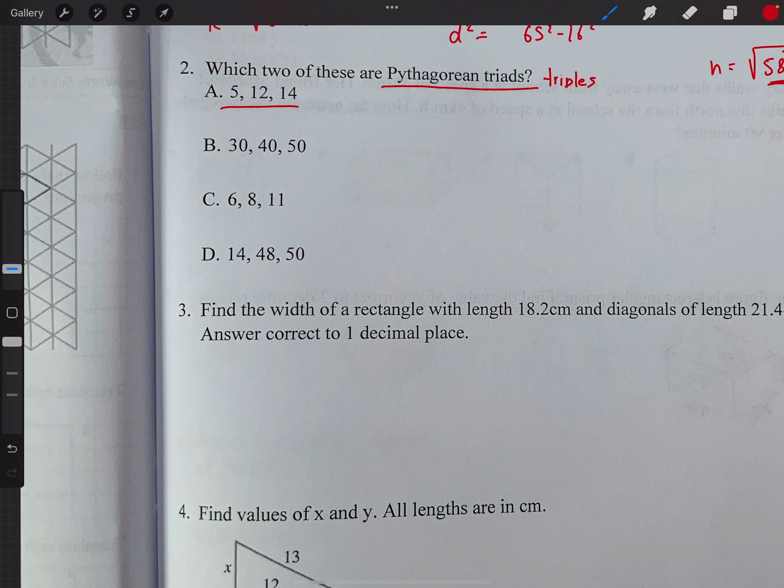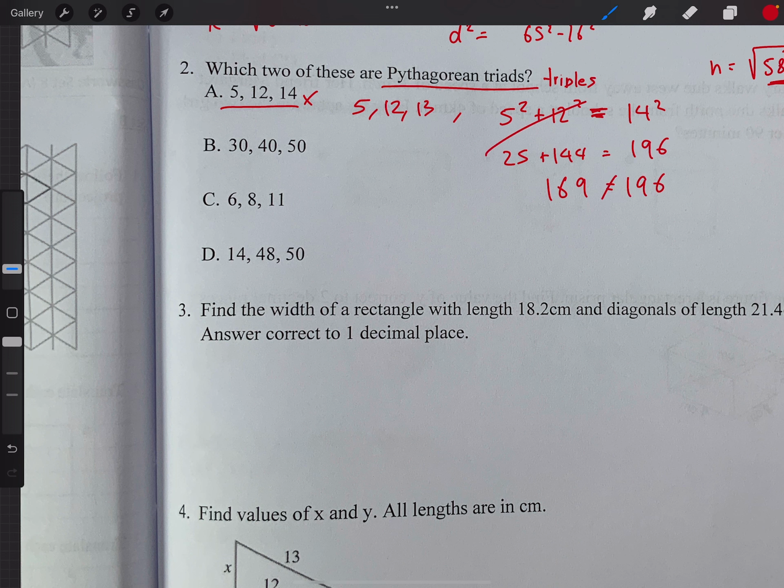Now if you're good at remembering, you can recognize that this is not the case. Remember, it's 5, 12, and 13, not 14. So this will not work. Or if you don't remember, you can do 5 squared plus 12 squared should equal the longer side, which is 14 squared, and test if they equal each other. 5 squared is 25, 12 squared is 144, and 14 squared is 196. So when you add these together, you're going to get 169 equals 196, which is incorrect. So therefore, this is not a Pythagorean triad.